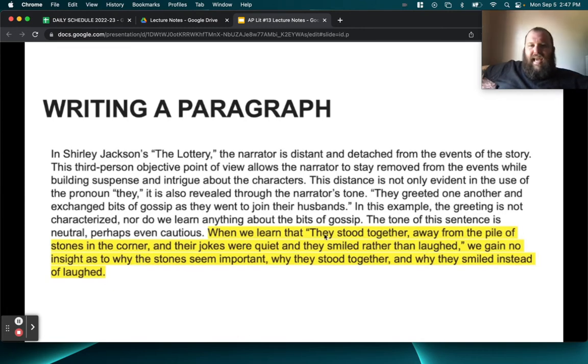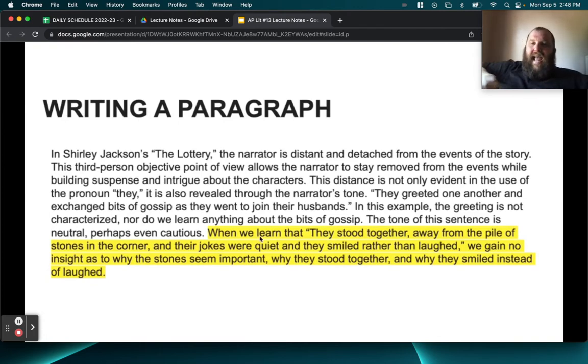Notice, taking a piece of evidence that has, "they stood together away from the stones, their jokes were quiet and they smiled rather than laughed." It's great. The writer is taking that evidence and mirroring that idea with their own writing. We gain no insight as to why the stones seem important, why they stood together, why they smiled instead of laughed. 3 for 3. 3 comments for 3 pieces of this evidence. It's got a nice rhythm to it. It's got a nice feel to it.